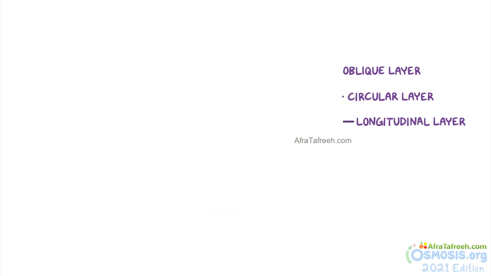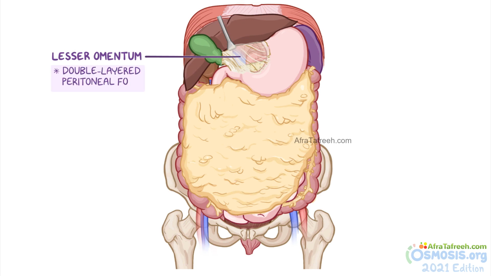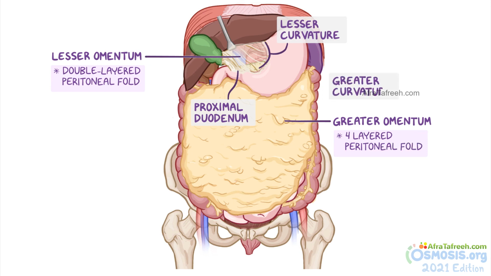It is also important to understand the anatomical position of the stomach in relation to all of the other organs and structures that surround and cover it. The stomach is mostly covered by visceral peritoneum. The lesser omentum is a small, double-layered peritoneal fold extending from the lesser curvature of the stomach and proximal duodenum to the liver. The greater omentum is actually a 4-layered peritoneal fold that extends from the greater curvature of the stomach and hangs down, covering the intestines like a blanket.